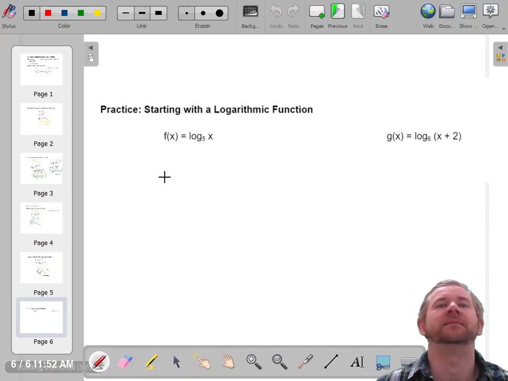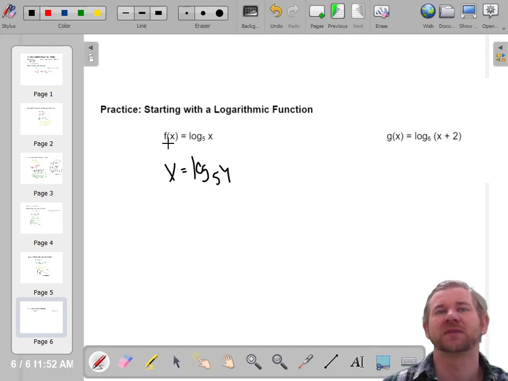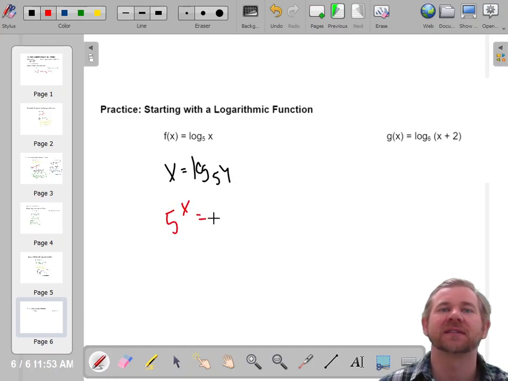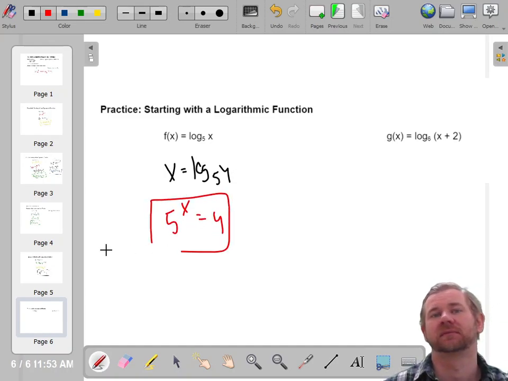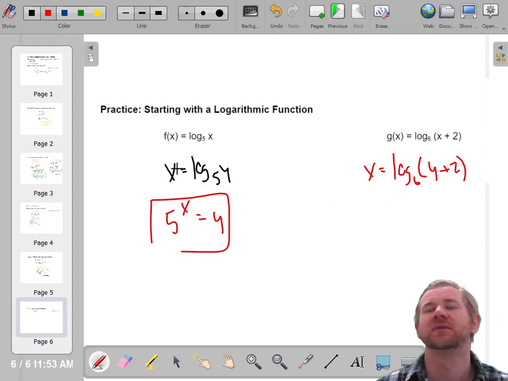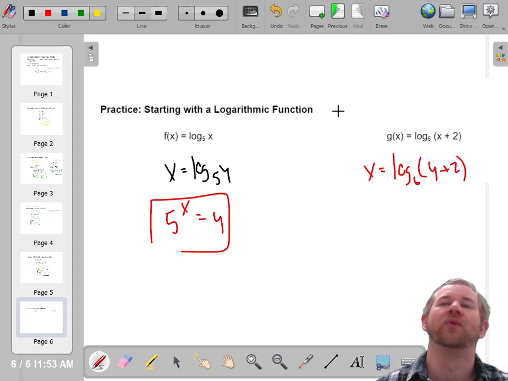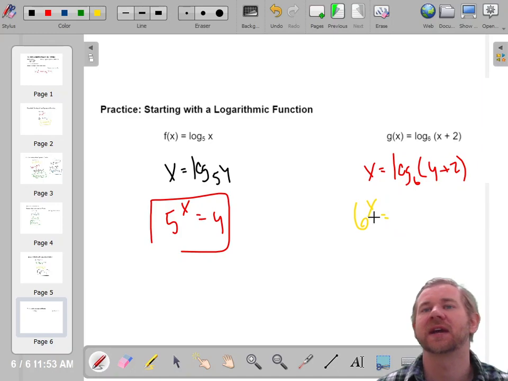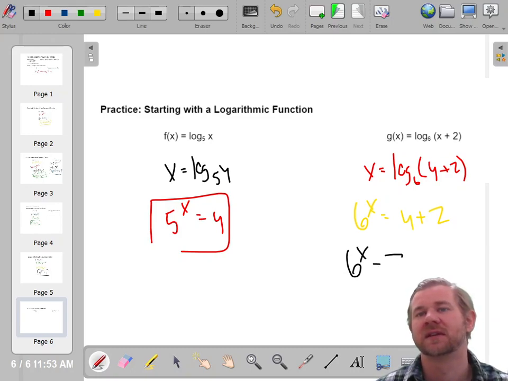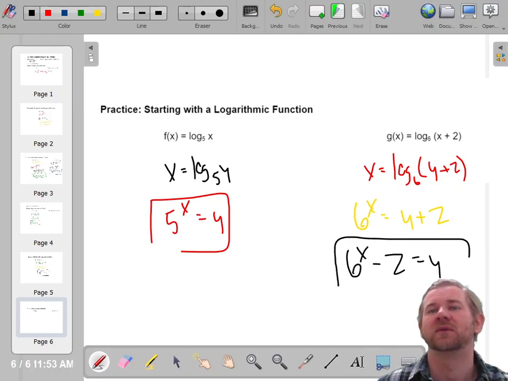Now let's practice that. X equals the base 5 log of y. Flip x and y. Rewrite it as an exponent. 5 to the x equals y. And that one you're done. X equals the base 6 log of y plus 2. So flip x and y. Rewrite it as an exponent. 6 to the x equals y plus 2. And now isolate y. And to isolate y, you've got to subtract 2. So 6 to the x minus 2 equals y.